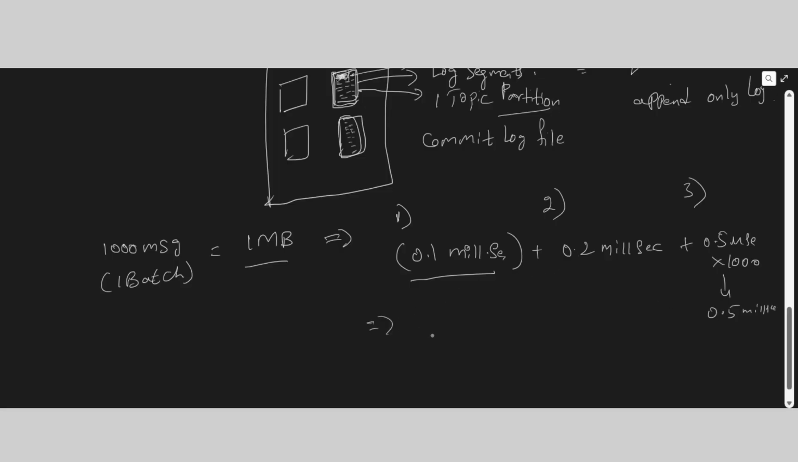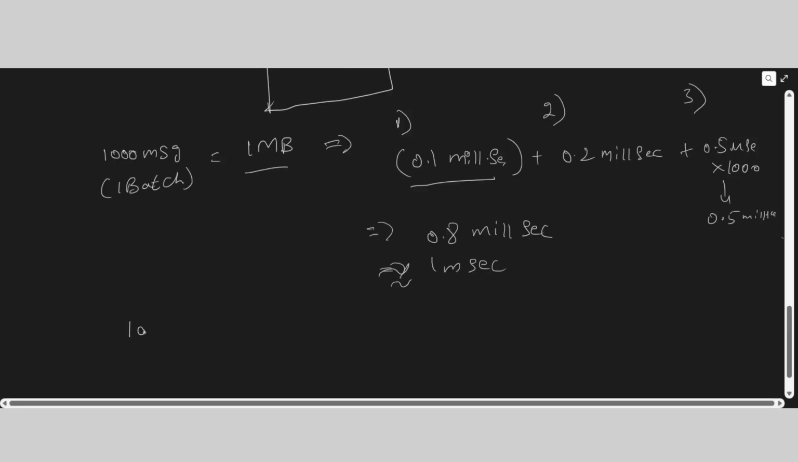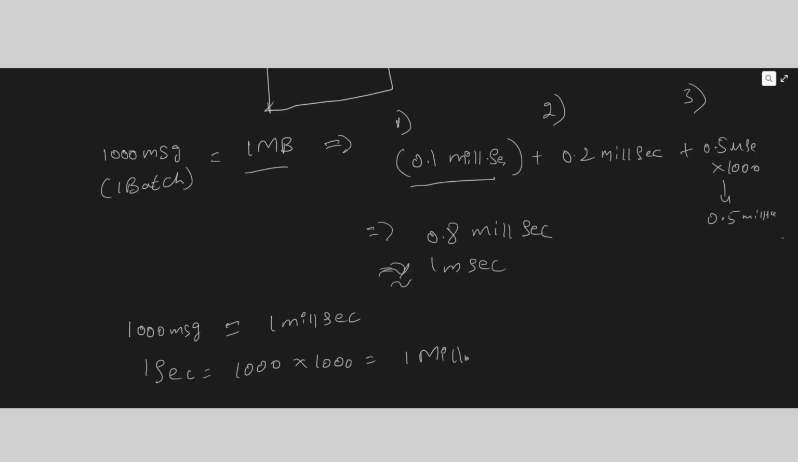So in total, the sum is 0.8 milliseconds, so approximately 1 millisecond. Which means using this sequential logging disk writing technique, you are able to insert 1,000 messages in approximately 1 millisecond time. That means in 1 second, which is nothing but 1,000 milliseconds, you can process 1,000 into 1,000, which is nothing but 1 million messages per second. So this is what we wanted, right?